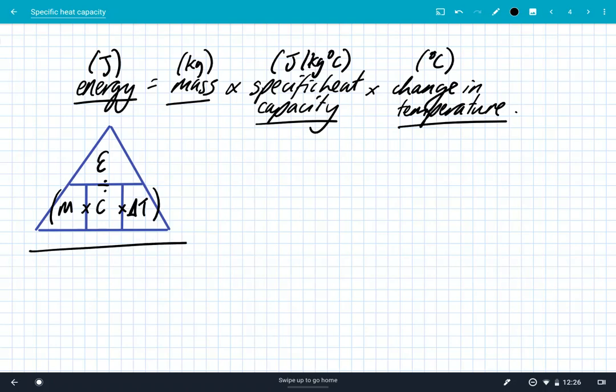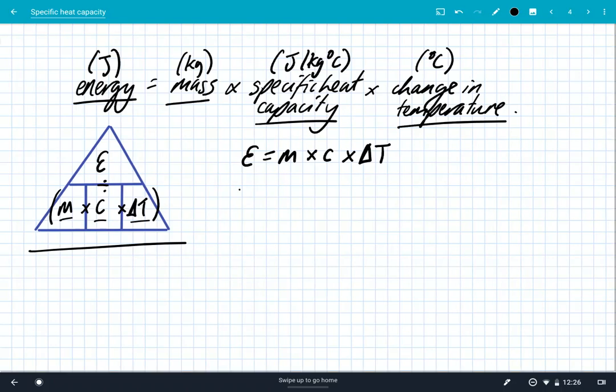I like to use formula triangles because it stops you from rearranging the equation wrong. So we put energy at the top and we put mass, specific heat capacity and change in temperature at the bottom. The first equation of this is E is equal to mass times specific heat capacity multiplied by the change in temperature. If you want to calculate the mass, you cover the M with your finger and you get mass is equal to energy divided by brackets.